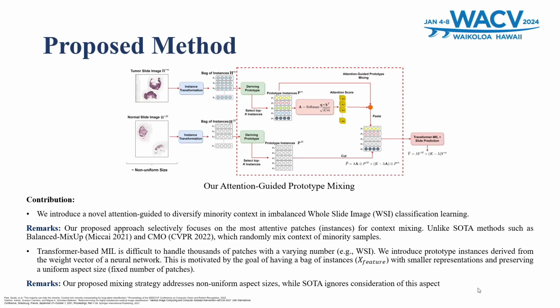And the second one, because we use a transformer-based MIL for recognizing WSI, and transformer-based MIL is difficult to handle thousands of patches with a varying number, we introduce the prototype instance derived from a weight vector of a neural network. This is motivated by the goal of having a bag of instances with smaller representation and preserving a uniform aspect size. Based on this, we combine two benefits from transformer-based MIL and mixing the context for diversifying the minority context in imbalanced or minority samples of whole slide images.